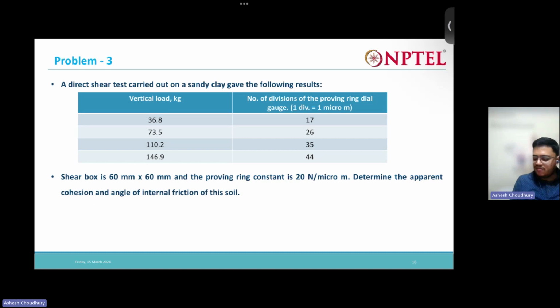So how will you determine C and phi values? We have vertical loads, and from these we can get the failure shear stresses. We have the normal stress and shear stress, we will plot them and get the failure envelope. From the failure envelope we can get C and phi values, right? So let us do that. Very direct and very easy.